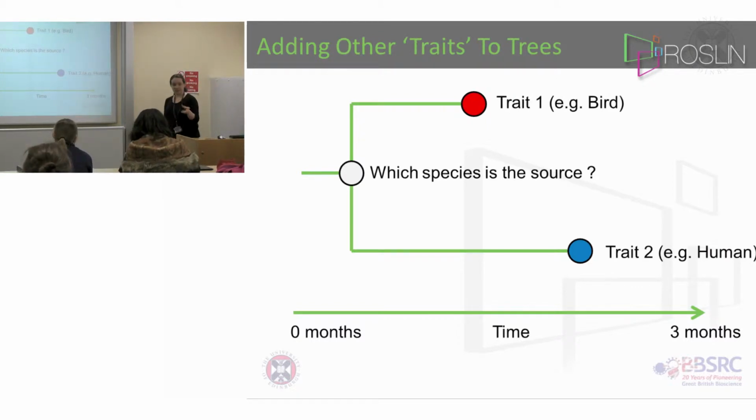Alternatively, in fact, using the exact same program and same code, we could ask, instead of locations, these could be traits, and these traits could be species. So the first sequence could be from birds and the second from humans, and you could be asking, okay, which was it, birds or humans, that was the source?